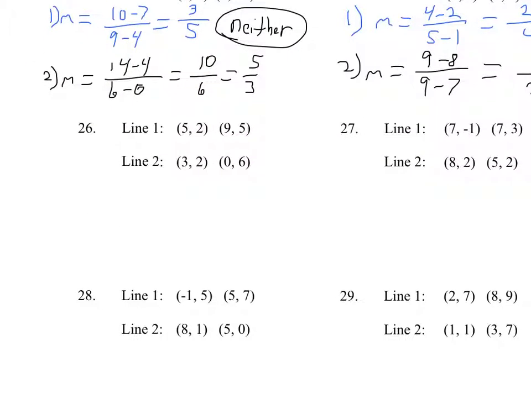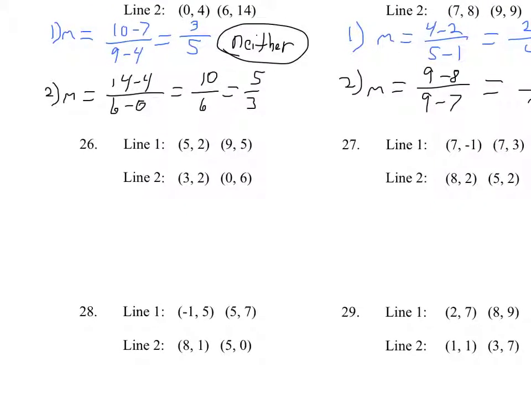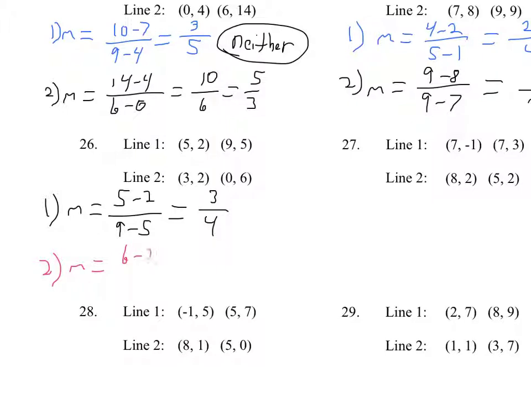Alright, number 26. Let's figure out the slope of each one of these. So I'm going to set this up 5 minus 2 on top, 9 minus 5 on bottom, and I get 3/4. For line 2, I'll do 6 minus 2 on top and 0 minus 3 on bottom, and I would get 4 over negative 3.